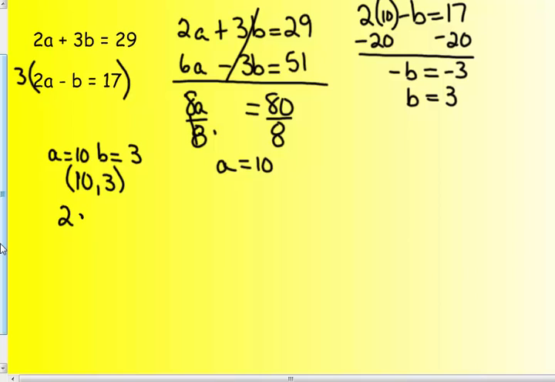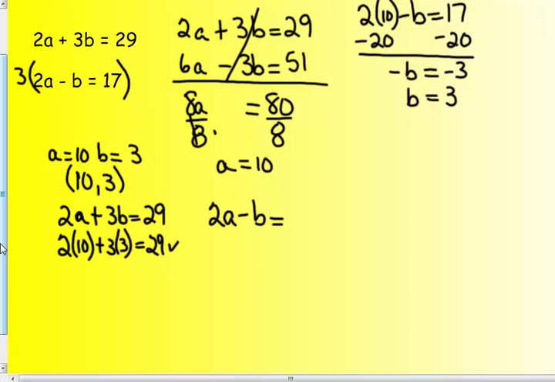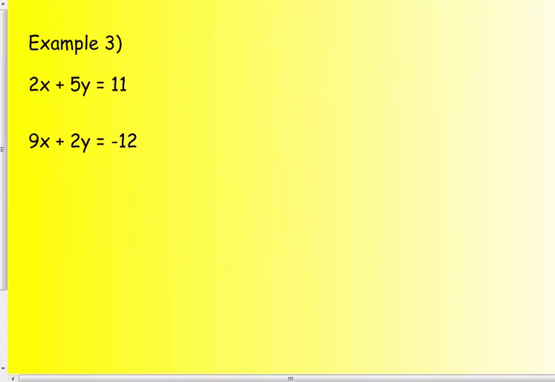So 2a plus 3b equals 29. Plugging in my values, 2 times 10 plus 3 times 3, 20 plus 9 does equal 29, so it checks. 2a minus b, remember, go back to the original equation, not the one that you created. So 2 times 10 minus 3, 20 minus 3, yes, that is 17. Check, they both work.